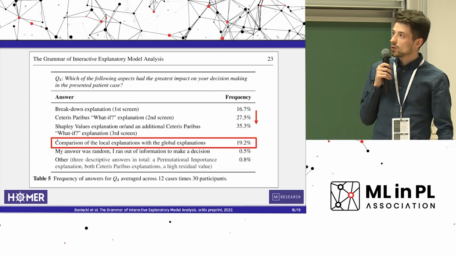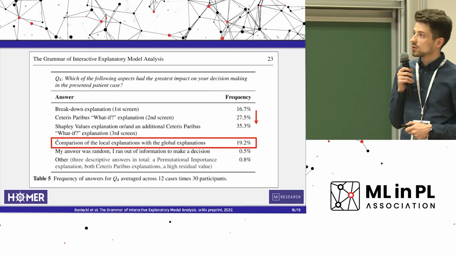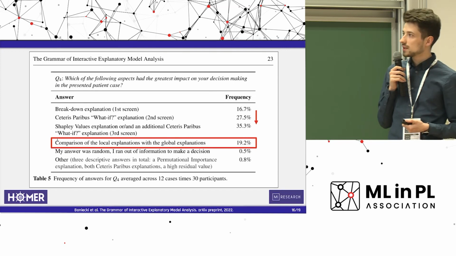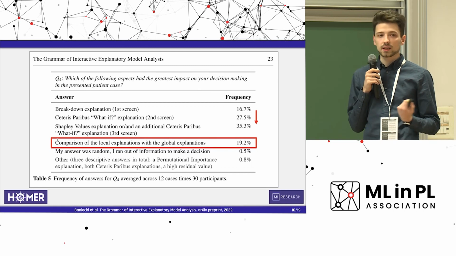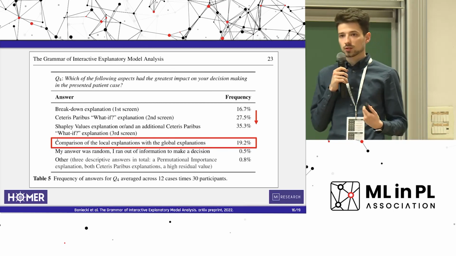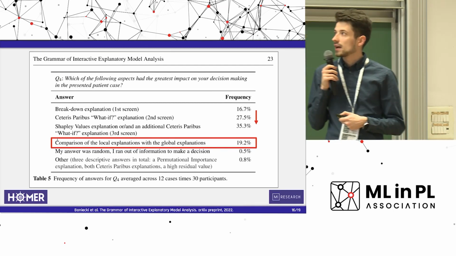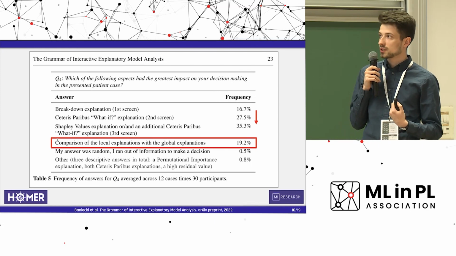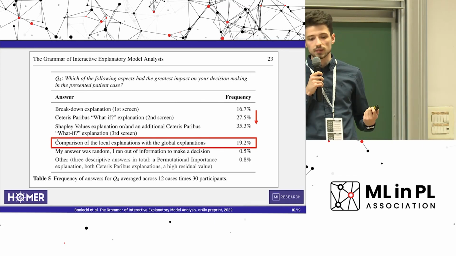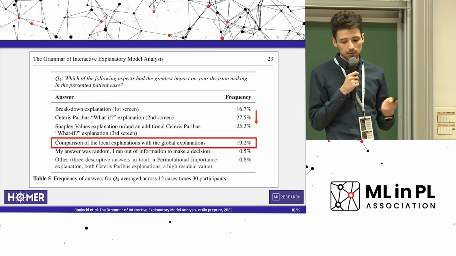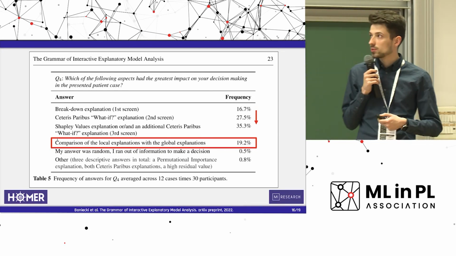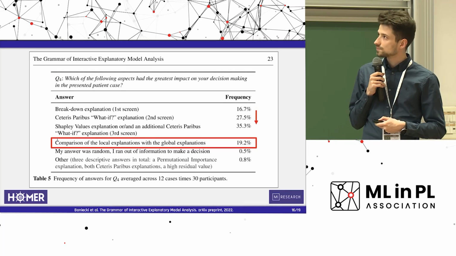There were also more questions in this questionnaire. I don't want to go into details because I don't have so much time, but people were also shown global explanations, and they could use them to make their inference. And in 20% of cases, people actually said that these global explanations were really crucial to make their decision. So maybe showing multiple explanations is beneficial.